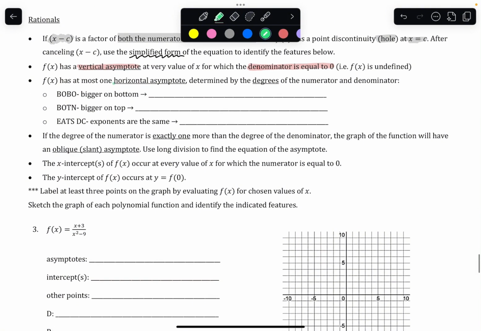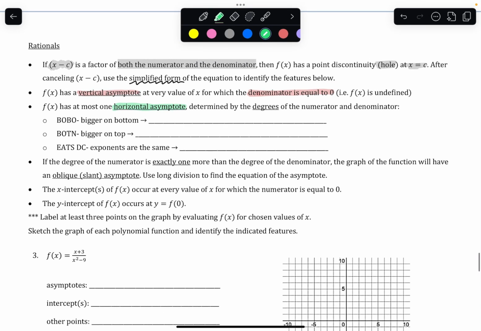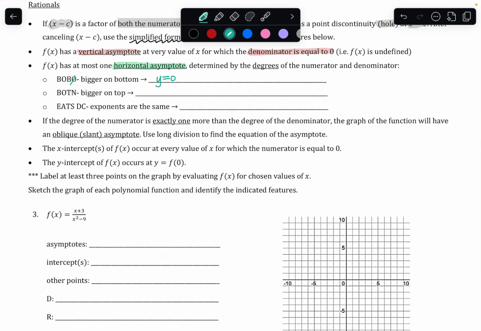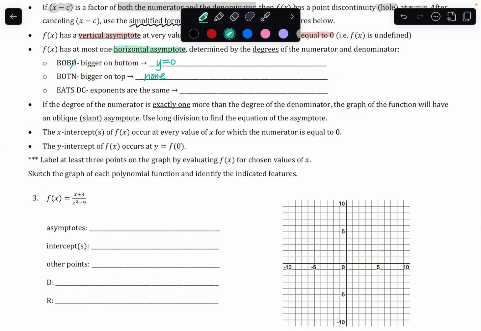And then to find the horizontal asymptote, you have to look at the degree of the numerator and the denominator. If the degree is bigger on bottom, y equals 0 is automatically the horizontal asymptote. So that's what BO stands for: bigger on bottom, y equals 0. The BOTN, bigger on top, means there is no horizontal asymptote. And then EATS DC stands for exponents are the same, divide coefficients, divide the leading coefficients.